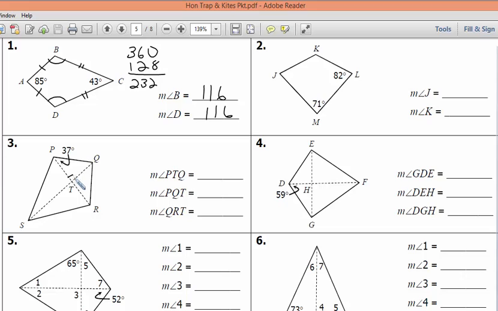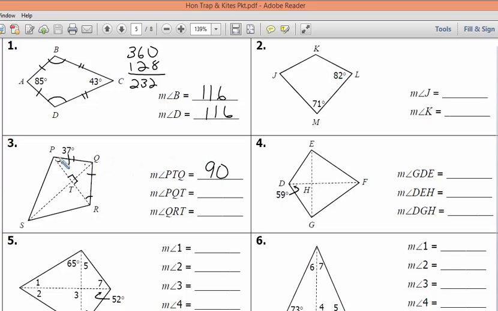Remember, diagonals are perpendicular, so if you want to put your right angles, you can. Remember that this side is congruent to this side, so this makes an isosceles triangle, which means this angle here is congruent to this angle over here. So to find angle PTQ, it's a right angle. That will measure 90.